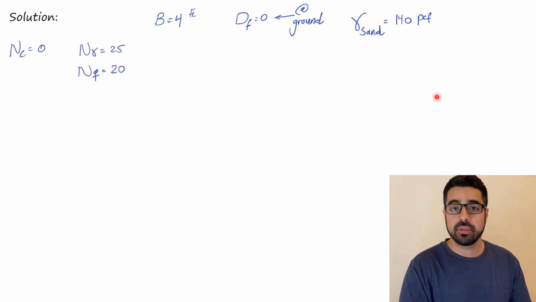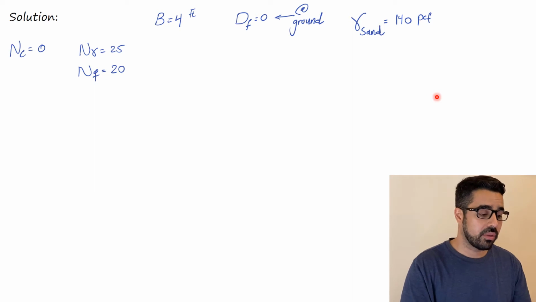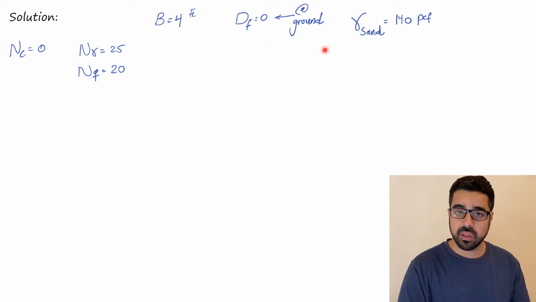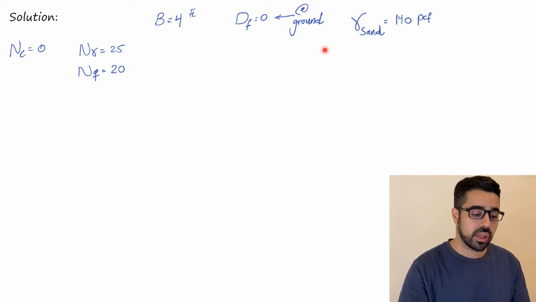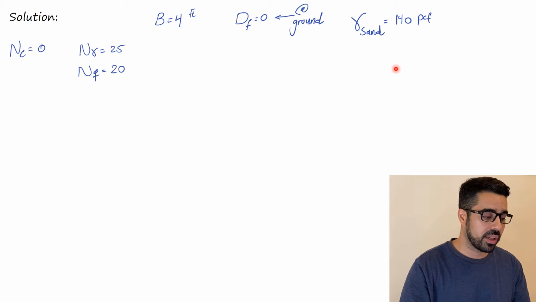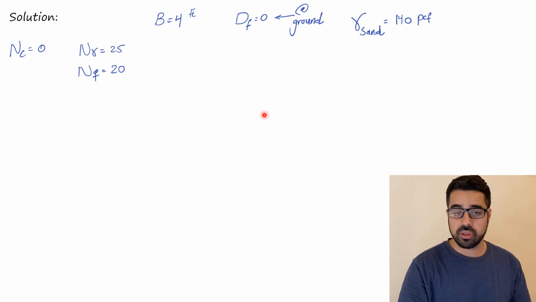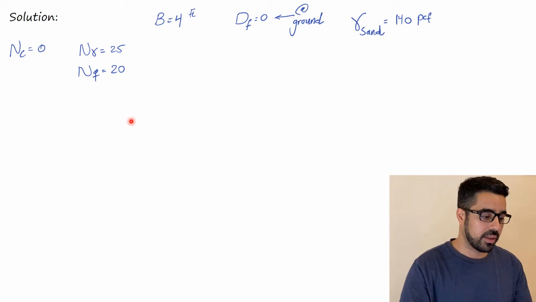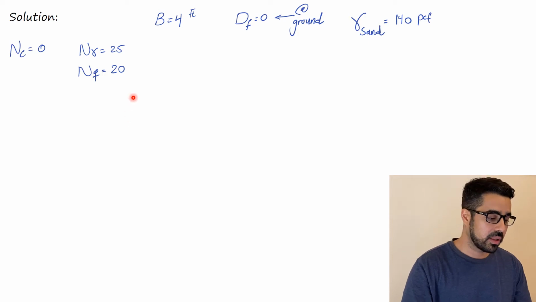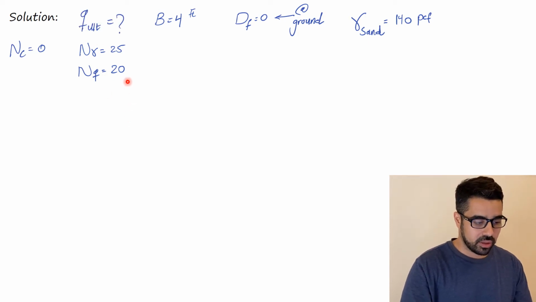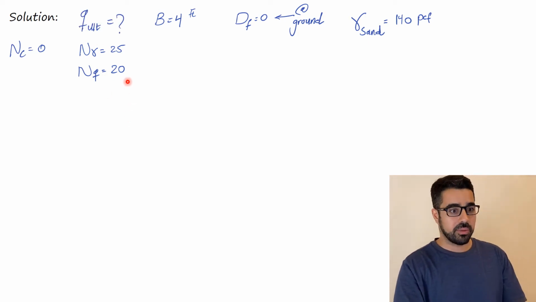So as usual, we start by writing down what is given. The depth of the footing is 0, because as we said, on the ground surface. Gamma sand is given 140 PCF, and then those are basically the bearing capacity factors that we're going to be using. And we're looking for the ultimate bearing capacity.